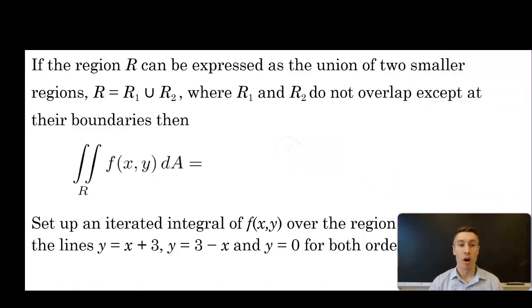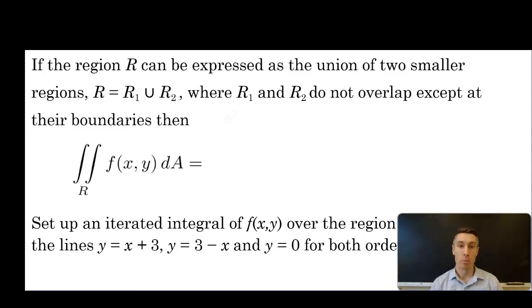So if the region R can be expressed as the union of two smaller regions, R1 union R2, where R1 and R2 do not overlap except at their boundaries, then we can express the double integral over the region R of the function dA in another way. Pausing for a second, what this means is that instead of treating the region R as one big region, we might have to break it down into the sum of smaller regions.